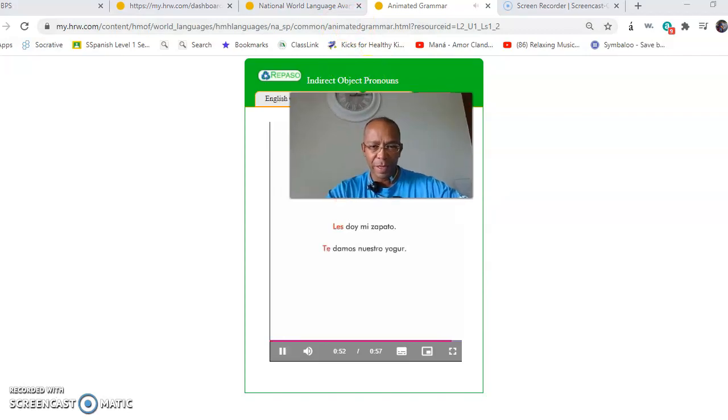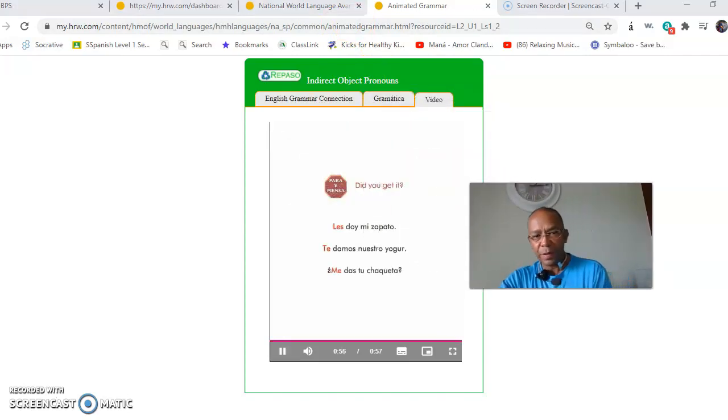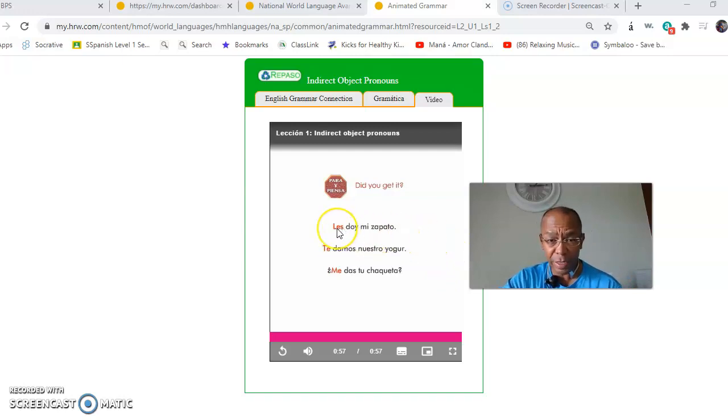Okay. So, did you get it? Well, indirect object pronouns are such as this: les, te, and me. In this sentence, les doy mi zapato, we're talking about a shoe, and les is receiving the action. I am doing the action. To whom? To them. Te damos nuestro yogur. We are doing the action, damos. And what is it that we're giving? We're giving yogurt. To whom? To you. So indirect object pronouns replace nouns.